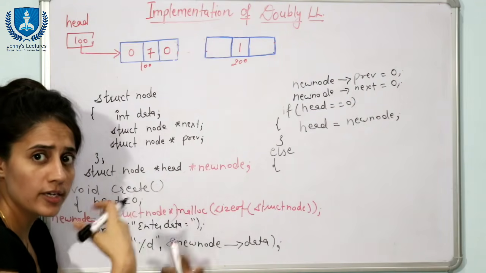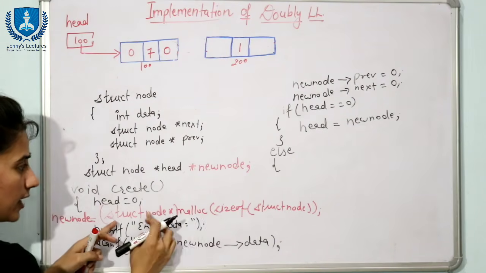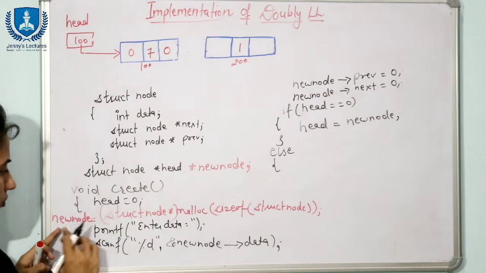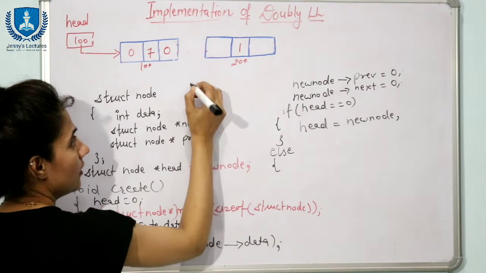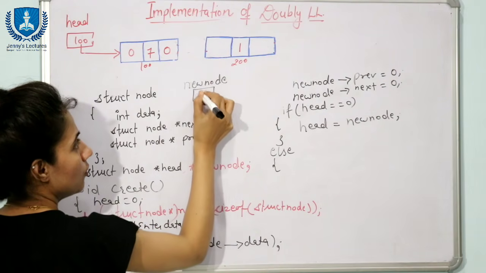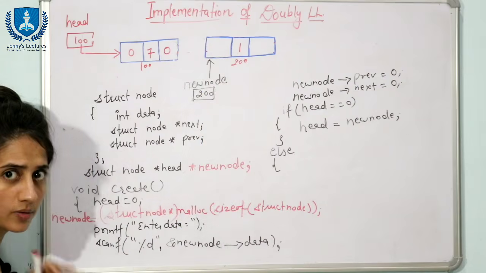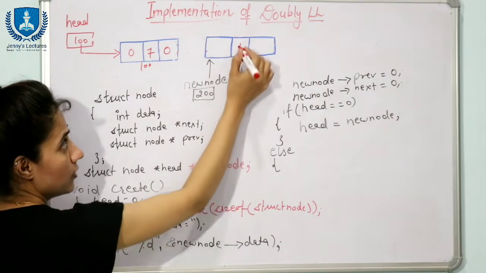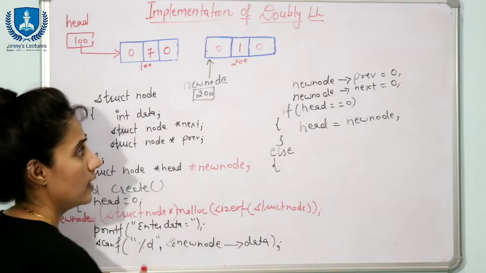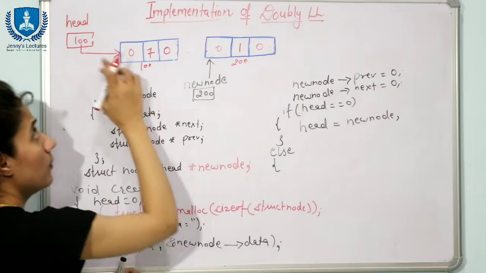Suppose I have created another node by running this code again. Again the memory has been allocated dynamically, and suppose the address is 200. This 200 would be passed here, to the new node. So this new node pointer contains the value 200. It means it is now pointing to this node. And the data we have entered, that is 1, and the previous pointer is containing null, and the next pointer is also containing null.